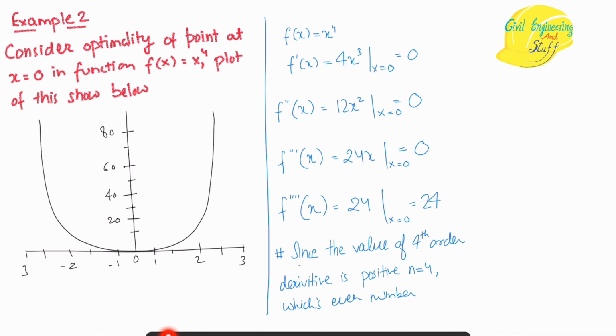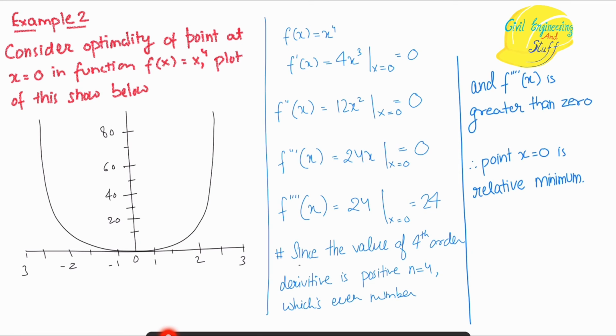So just following these steps, we have found out the derivatives. The first derivative f dash x was equal to 0. We went to the second derivative, then the third, then the fourth. The fourth derivative was a non-zero number, and we got the positive value at n equal to 4, which is an even number. So as per the sufficient condition, the fourth derivative was greater than 0, and through that we can say that the point x equal to 0 is the relative minimum.